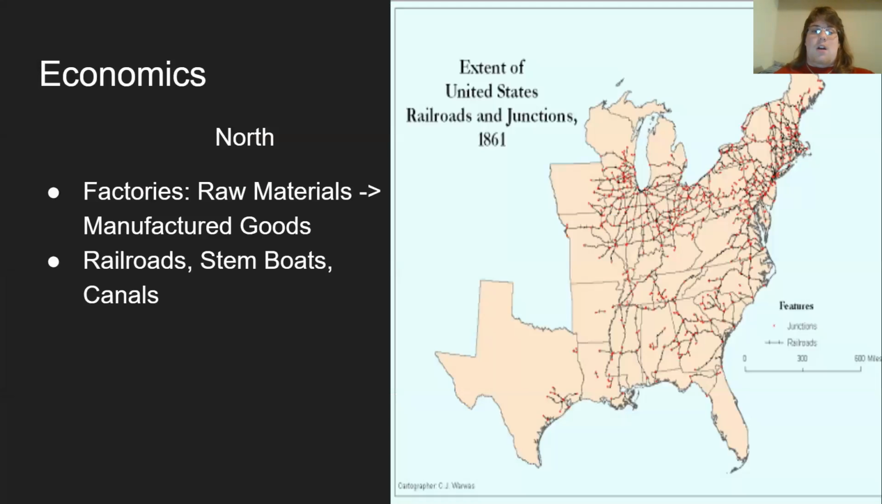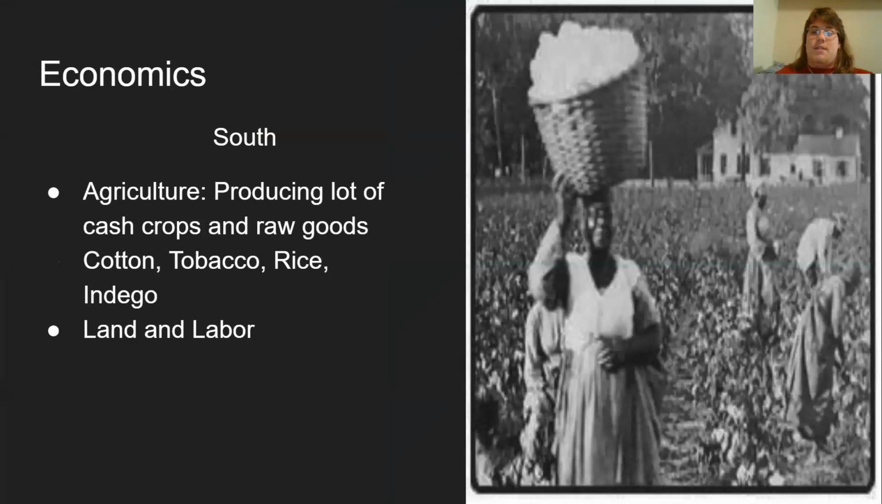So the economics of the North, they were all about turning raw goods into manufactured goods. That's what they built the factories for, they built what was needed to turn raw goods into manufactured goods and produce things. They relied heavily on railroads, steamboats, and canals to transport their manufactured goods all around the country, mostly to the west.